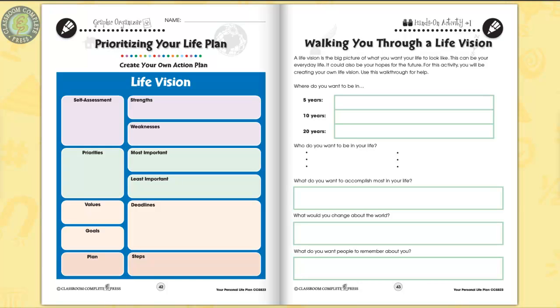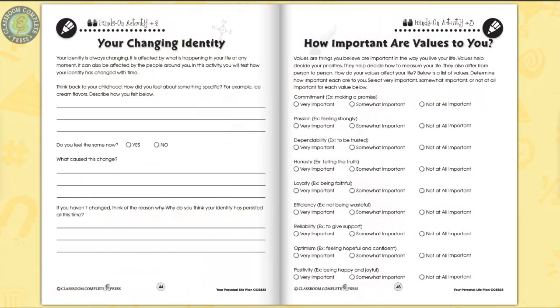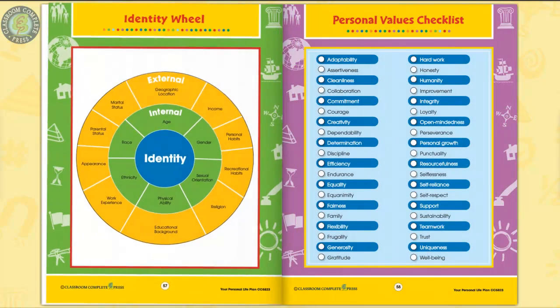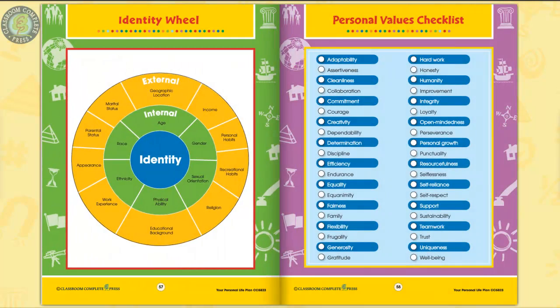The hands-on activities are extension activities designed to get your students thinking and elaborating on everything they have learned so far. Take a quiz to find out how important your personal values are to you. The Easy Marking Answer Key works by lining up perfectly with the matching question pages. 6 color mini posters completes the resource.